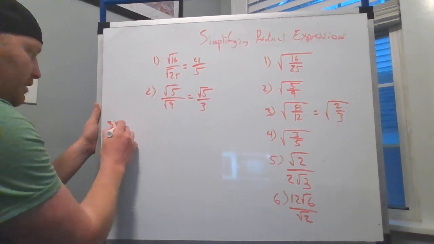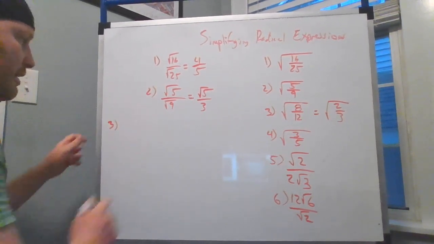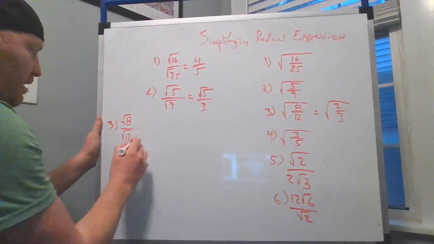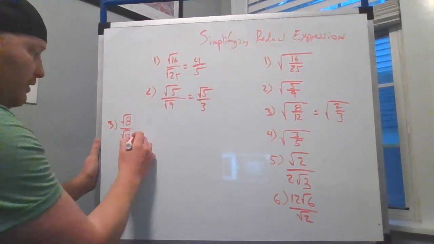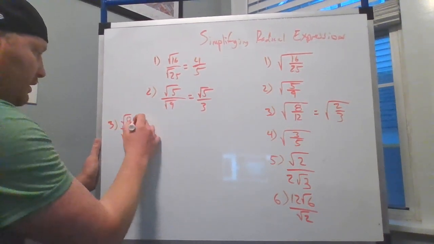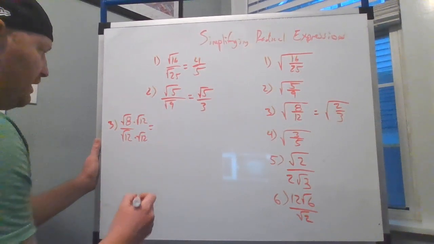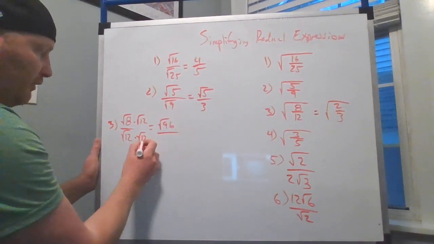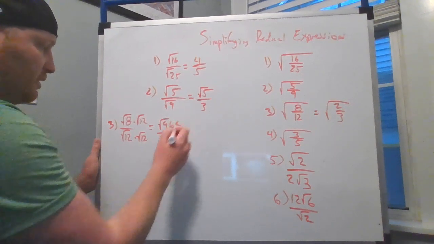Okay, so number 3. If I'm doing it the long way, I'm going to do radical 8 over radical 12. Now, my only rule is I can't have a radical in the denominator, so I'm going to multiply radical 12 out on top and bottom. And if I do that, I get radical 96 over, well, radical 12 times radical 12 is just 12. But radical 96 does reduce.